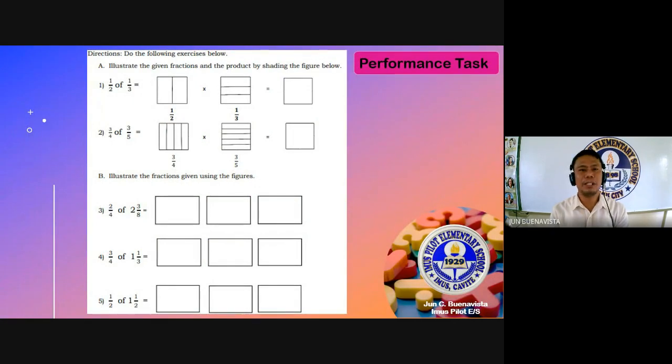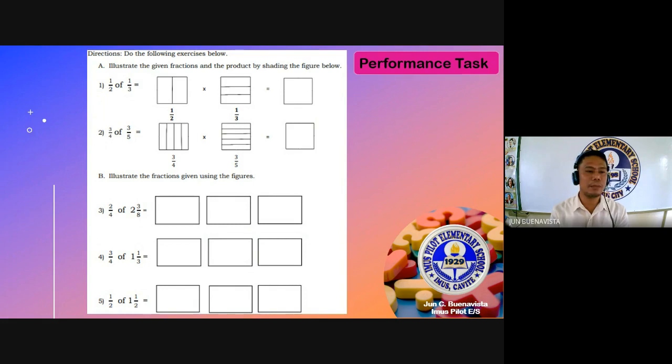Get your paper and you are going to illustrate the given fractions and the product by shading the figure. All right, so we have number 1, 1/2 of 1/3. You're going to show your answer. Then we have number 2, 3/4 of 3/5.